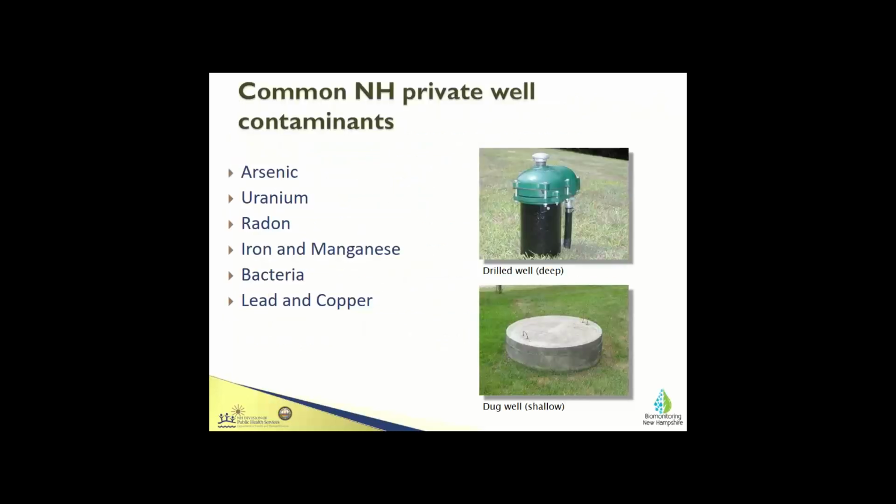Some common contaminants in private wells in New Hampshire are arsenic, uranium, radon, iron, manganese, and bacteria. Lead and copper are also common, but not because of the groundwater. Lead and copper actually come from the home's plumbing or fixtures like the faucets. Well water that is corrosive, like Dan just talked about, so a low pH, meaning it's more acidic, plus a few other factors that affect how corrosive your water is, help these metals, the lead and copper, leave the plumbing and enter your water.